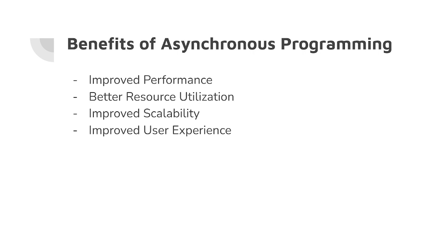Next is better resource utilization. Asynchronous programming can also help to improve the resource utilization. When a task is executing synchronously, it typically blocks the thread that it is running on, which means that other tasks cannot use the resource which is free. So this leads to the inefficient use of system resources, particularly in situations where multiple tasks are waiting on input-output operations.